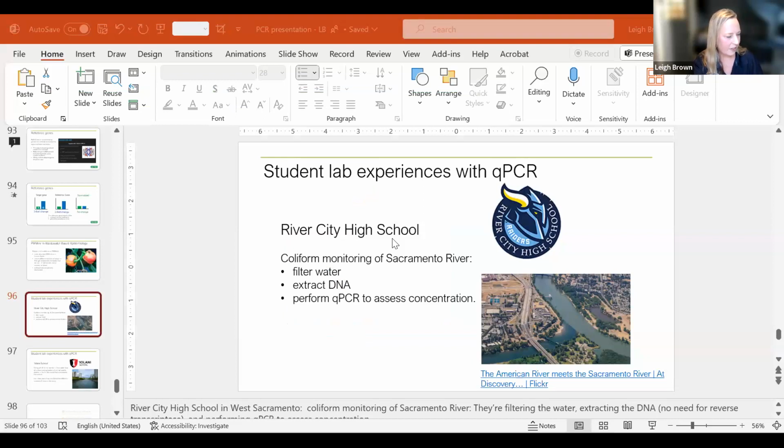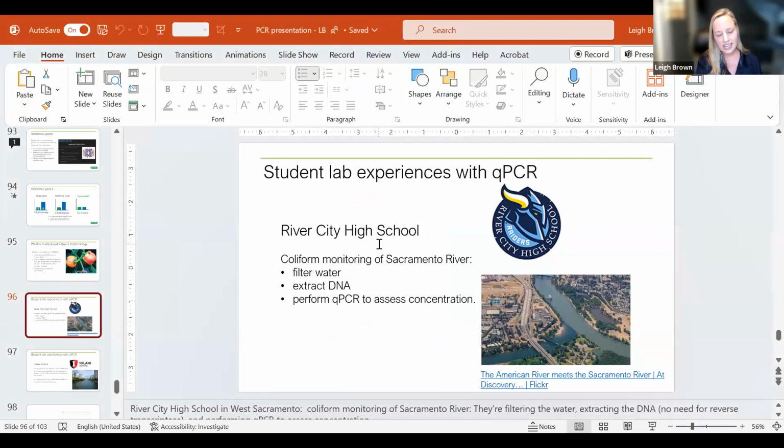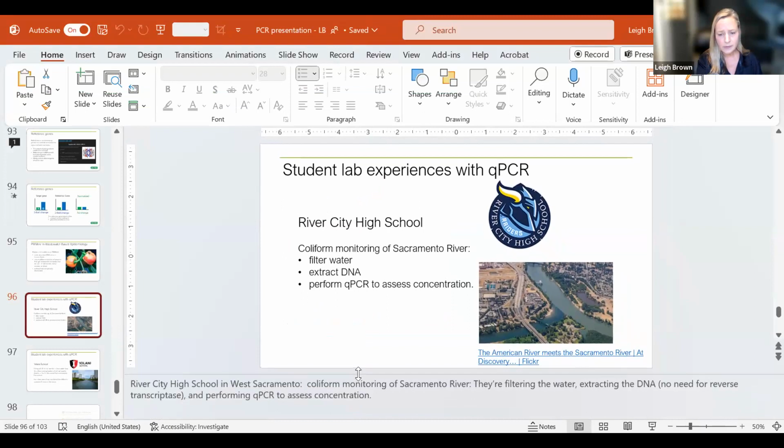So we've got a couple more examples. River City High School, this is in West Sacramento. They did coliform monitoring at the Sacramento River. They filtered the water, extracted the DNA. So they didn't need to use reverse transcriptase here, and then performed qPCR to assess the concentration of coliforms in that water, right? So pretty cool stuff.